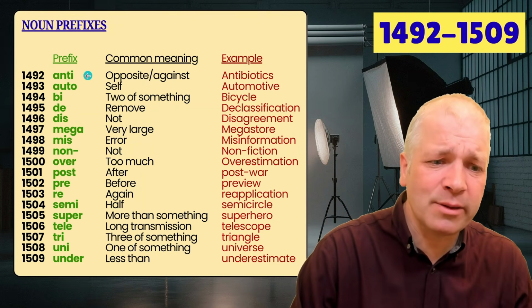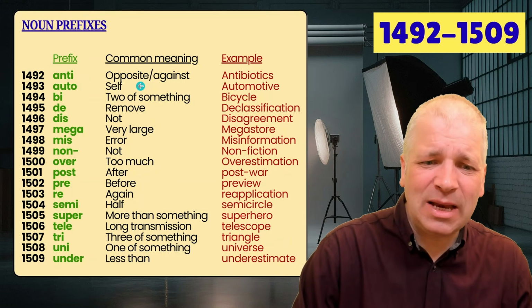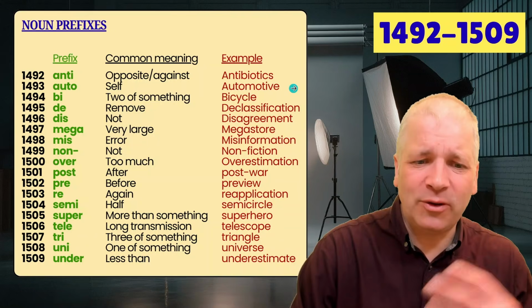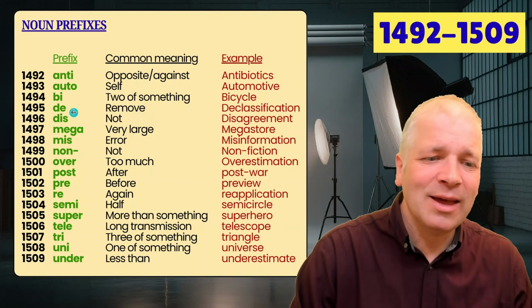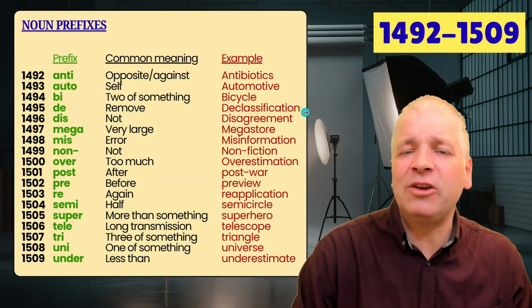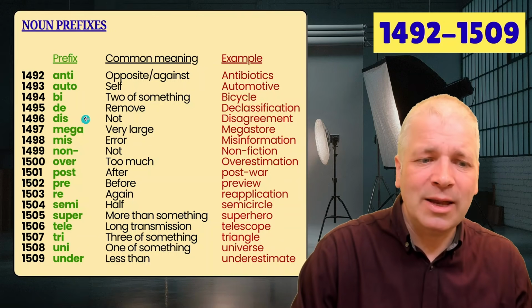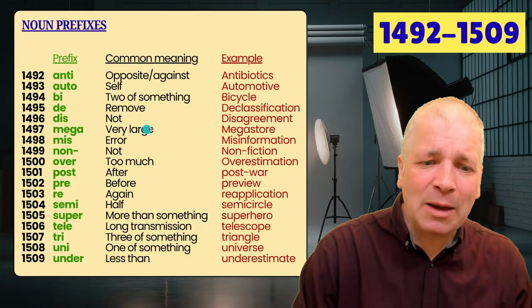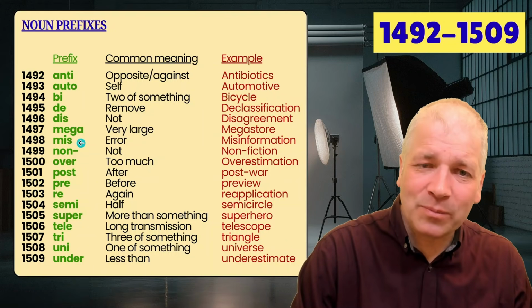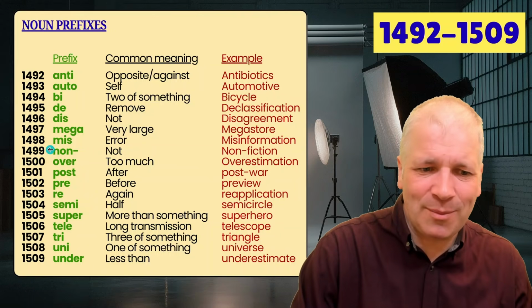With prefixes, anti is opposite or against. Auto means self, automotive, a motive for yourself. Bi is two of something, like a bicycle has two wheels. De means remove. Declassification means it stops being classified. The classification is removed. Dis is for not. Disagreement means there's no agreement. Mega means very large, like a megastore. Mis means error, like misinformation. There's an error in the information.